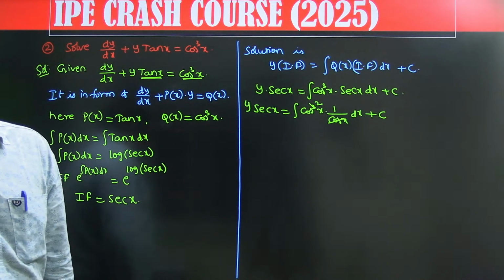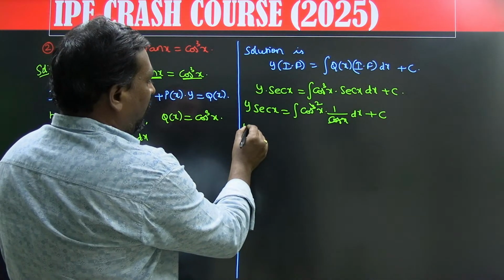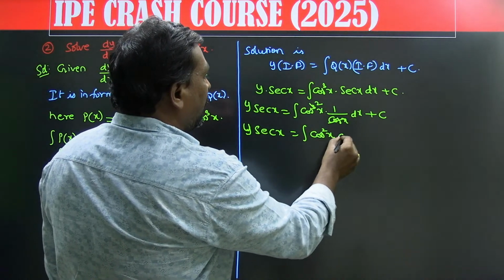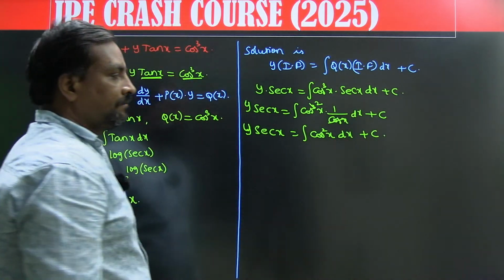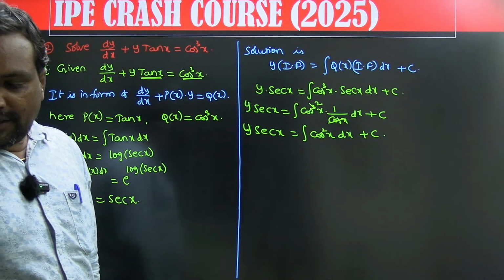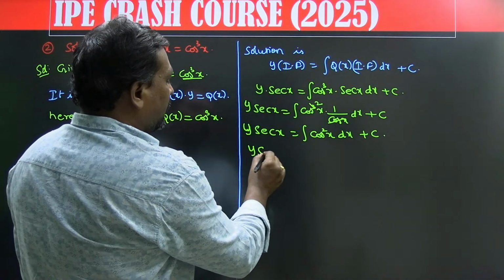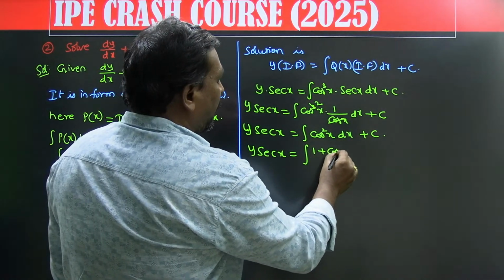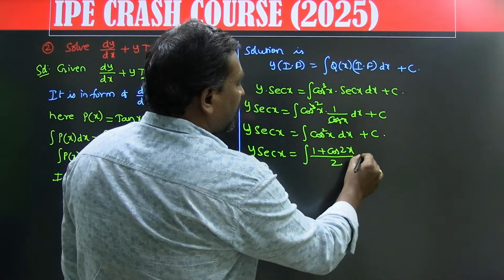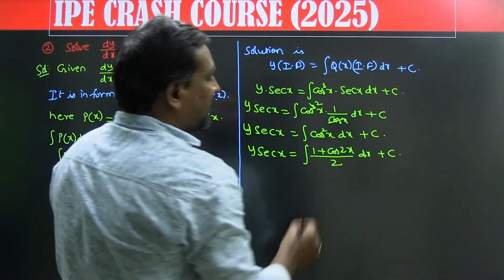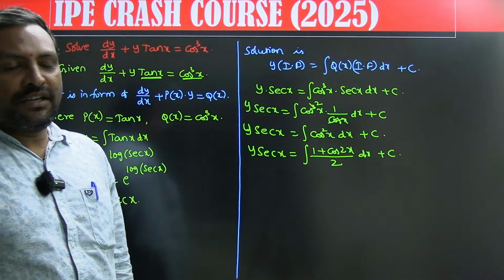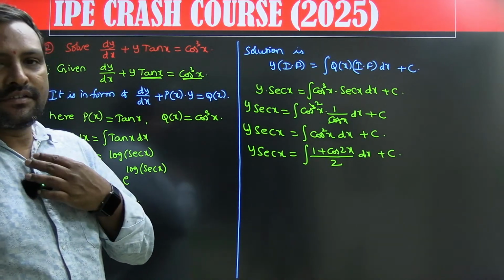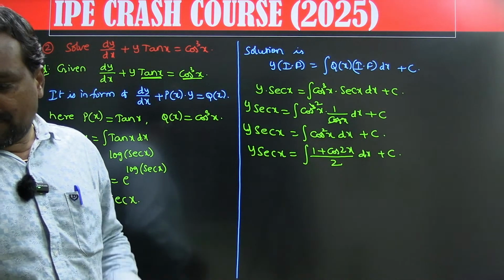So this is y into secant x is equals to integral cos square x dx plus constant c. Integration of cos square x can also be written as 1 plus cos 2x by 2 dx plus constant c. This is a trigonometry formula using the 2 cos square theta formula. So the cos square x value is equals to 1 plus cos 2x by 2.